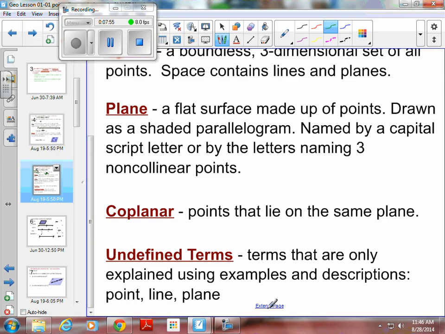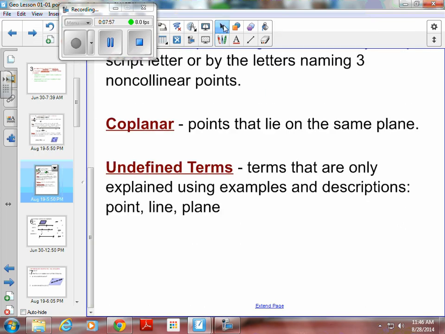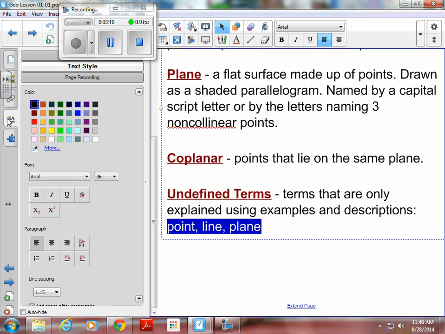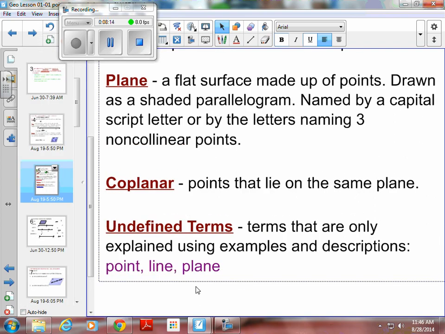And then undefined terms. Yeah, we've tried to define some things, but we've got some basic building blocks here. Point, line, and plane are things that you can describe, but they don't have a true definition. So these are the 3 words that we consider to be undefined. Point, line, and plane. All other words can be defined, broken down maybe to this level, point, line, and plane, but those are your bare basics.